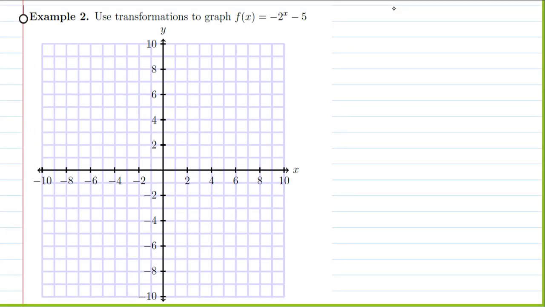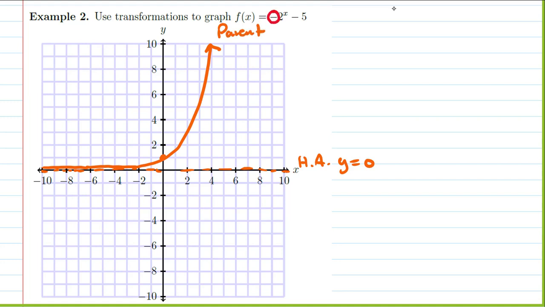So it says use transformations to graph negative 2 to the x take away 5. So we know our parent function has to contain the point 0, 1. We know that we have a horizontal asymptote at y equals 0. And this is our parent function. It comes along the x-axis, hits this, and goes up like this. So now we need to identify what's happening. So what does the minus sign out in front do?